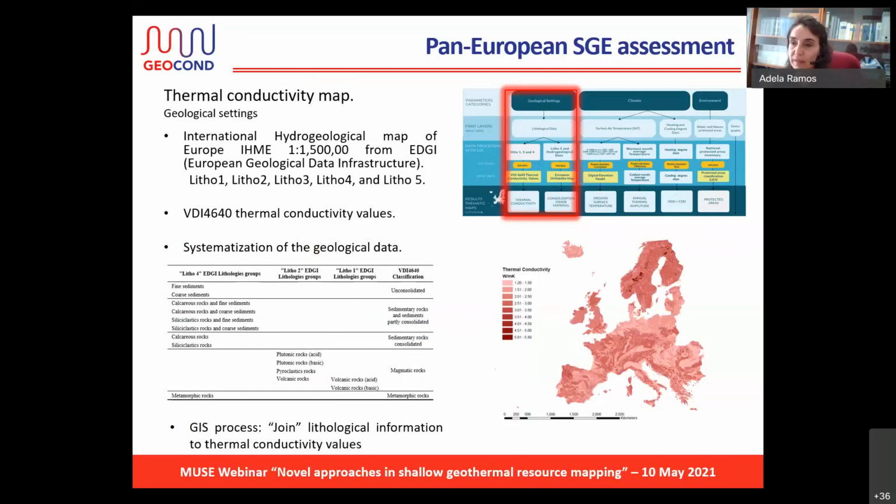In order to link the spatial information from the hydrological maps to the thermal conductivity values, the geological information was first reclassified by using 3 aggregation levels from the hydrological map, which were Litho 4, Litho 2, and Litho 1. Once the new geological layers were obtained, the thermal conductivity values from the VDI were linked in a GIS environment to the new geological classification. And then the thermal conductivity map was obtained.